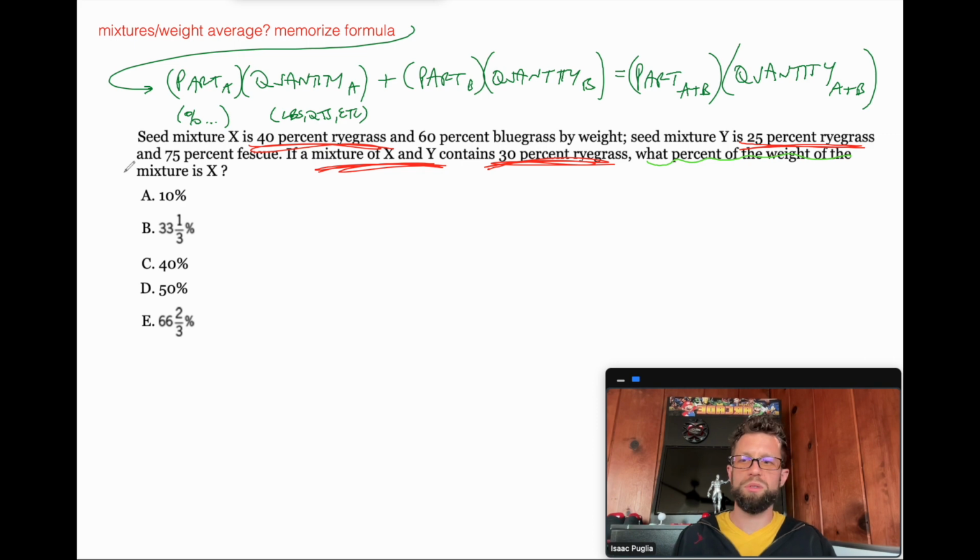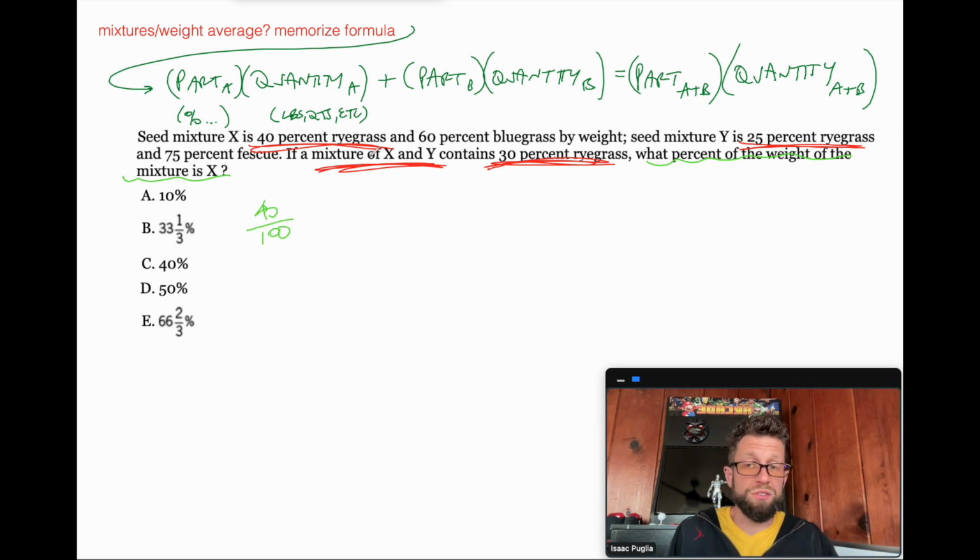This one is asking what percent of the weight of the mixture is X. Now, part of the reason I'm going to recommend that you just memorize this thing is you're like, oh, cool, a mixture. I got a formula for this. So you just start plugging and playing. So part of A, that's 40%. They tell me right here.